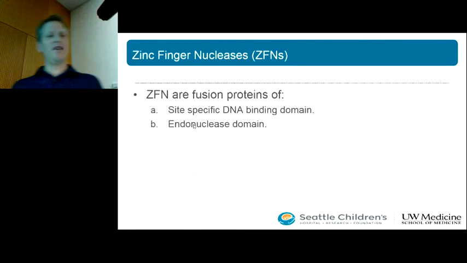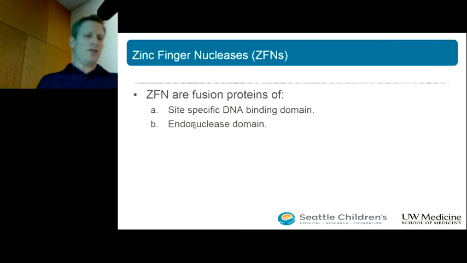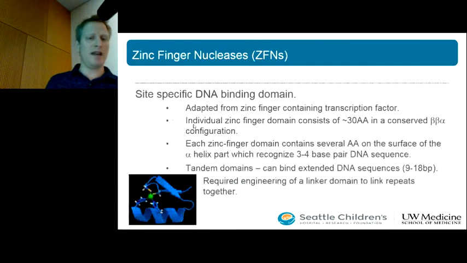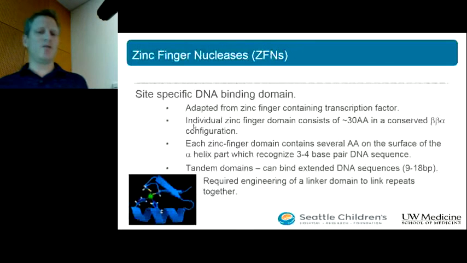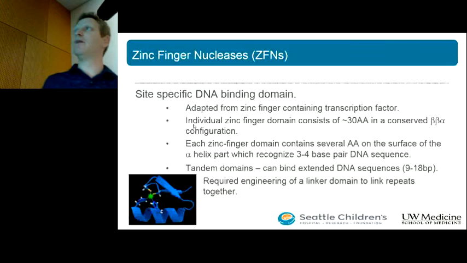What are the zinc finger nucleases? Zinc finger nucleases are fusion proteins, the fusion of two components. One of them is the site-specific DNA binding domain, which directs the zinc finger to the right place. The other one is an endonuclease domain, something to cut the DNA. The DNA binding domain was adapted from zinc finger transcription factors. There are many transcription factors which use zinc fingers to recognize specific sequences in the DNA.